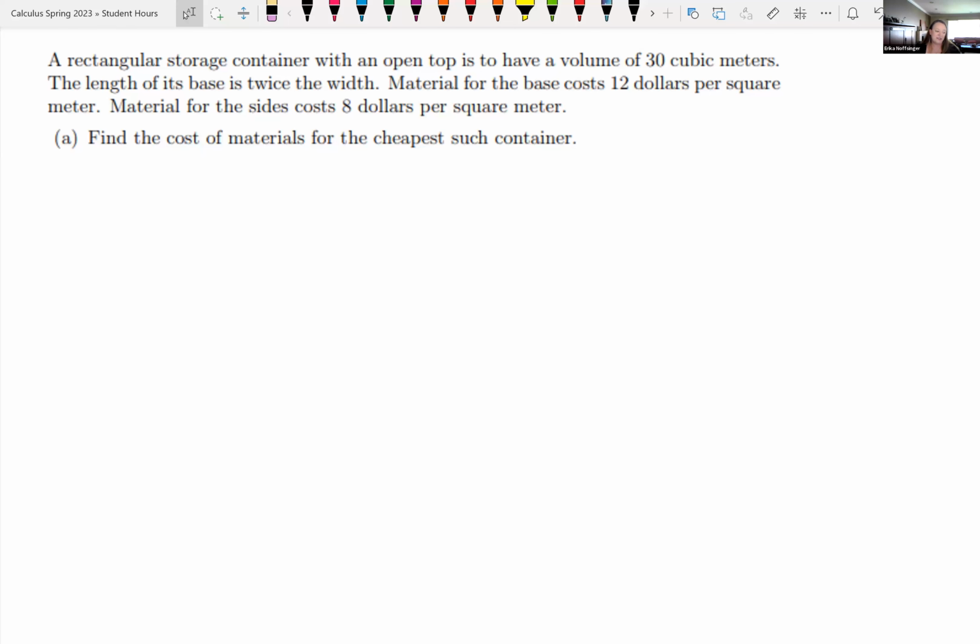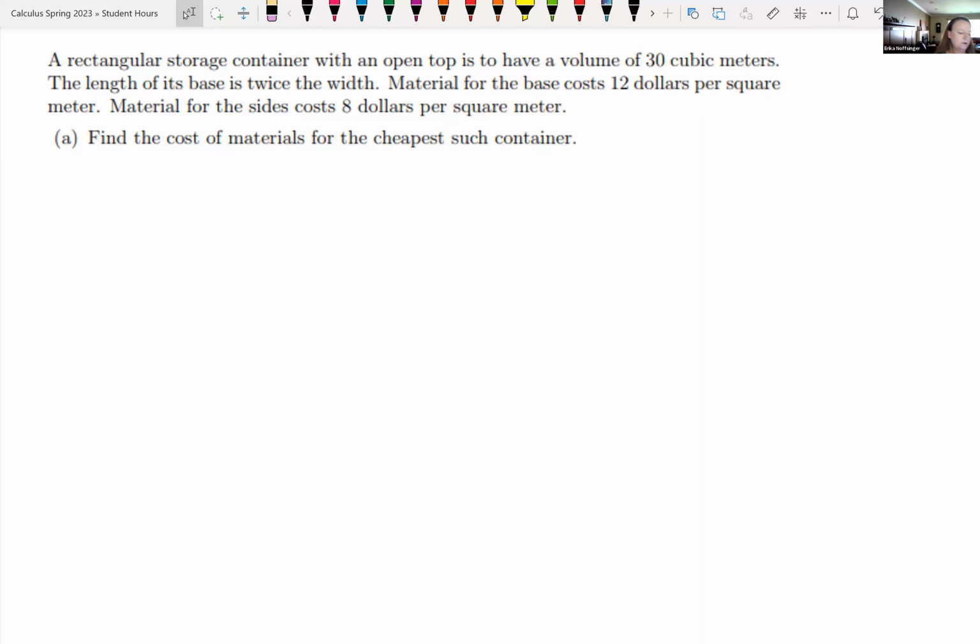Okay, so looking in front of us, we have a rectangular storage container with an open top. It is to have a volume of 30 cubic meters. The length of the base is twice the width. The material for the base costs $12 per square meter, and the material for the sides costs $8 per square meter. Find the cost of materials for the cheapest such container.